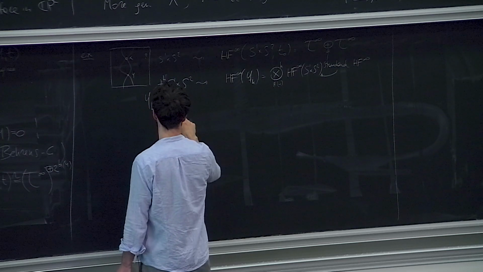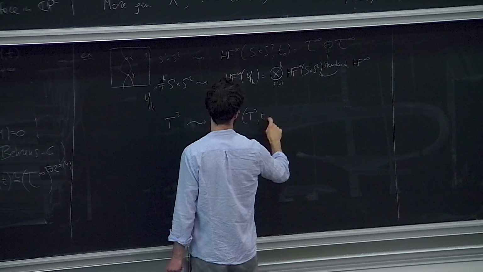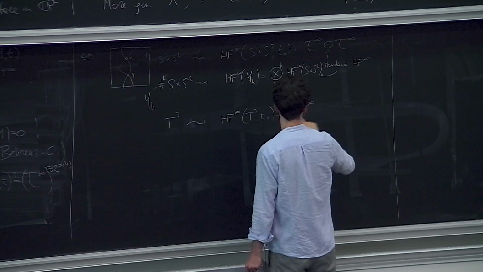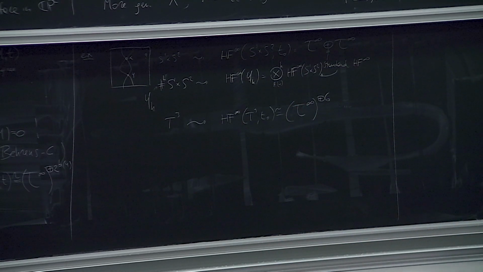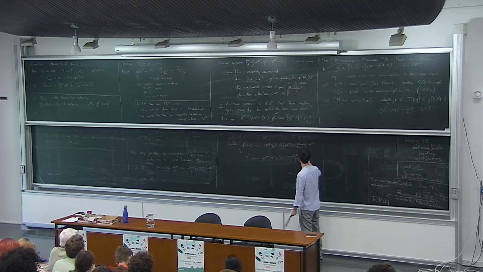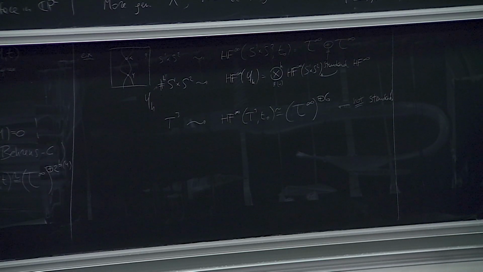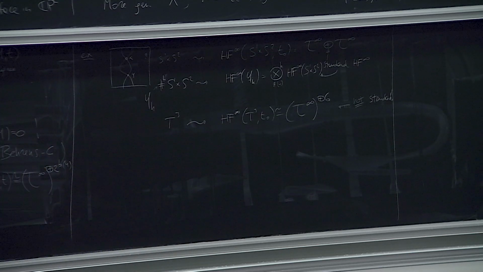Non-example: HF infinity of T3, again in the unique torsion spin C structure, is isomorphic to 6 towers. So this is not standard. So not all three-manifolds have standard HF infinity. This is actually a restricted property, which is one of the advantages of working with twisted coefficients.